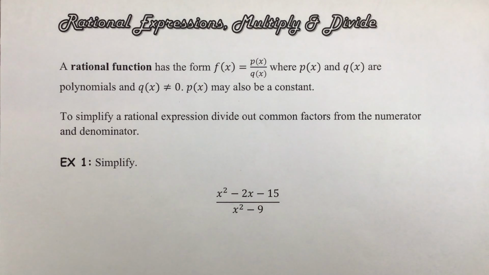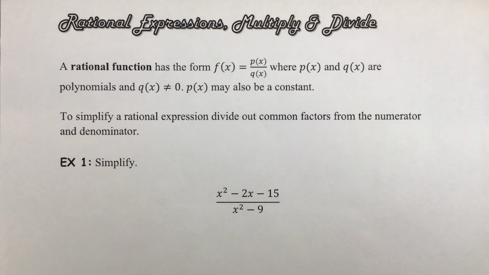All right, so our first order of business is just to think about how we would simplify a rational expression. This is a rational expression here. You have a polynomial divided by another polynomial. We just don't have it set equal to f of x, so technically we call this a rational expression.